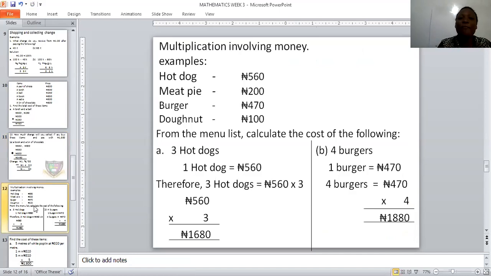Multiplication involving money. Oh, you have gone to Sensation to eat. Now look at the price tag. Hot dog goes for 560 naira. Meat pie, I love meat pie with ice cream. Meat pie goes for 200 naira.